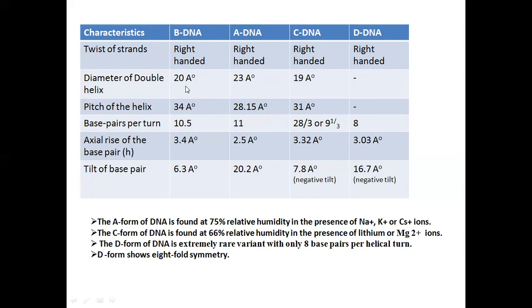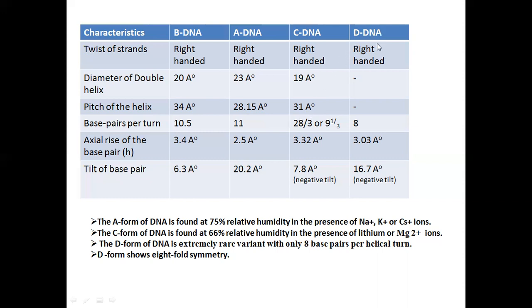For BDNA it is 20 angstrom, for ADNA it is 23 angstrom, and for CDNA it is 19 angstrom. And about the pitch of the helix, that is the length of one complete turn: for BDNA it is 34 angstrom, ADNA 28.15 angstrom, and CDNA it is 31 angstrom.